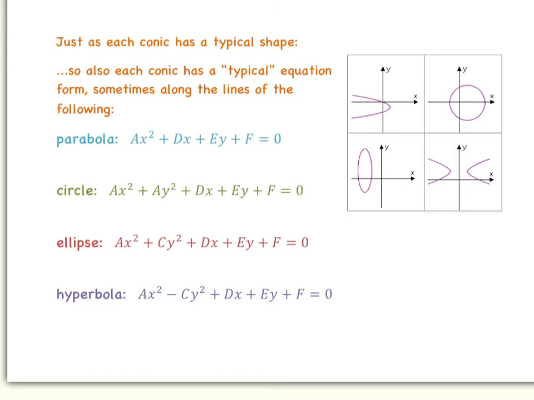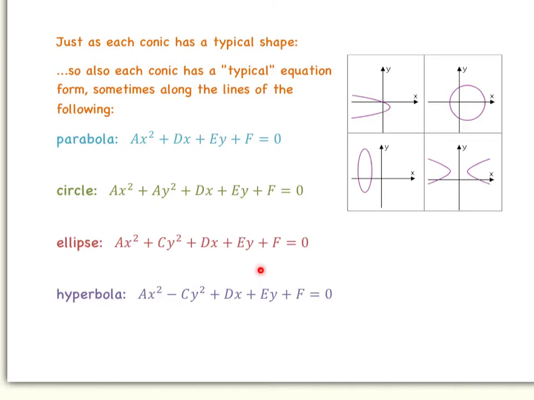So let me just repeat these three features. The first feature is that there will be two squared terms in a circle. The second feature is that the squared terms will both have the same sign. They usually will both be positive. And then the third feature is that the coefficients of each squared term will be the same. Now let's look at the ellipse.